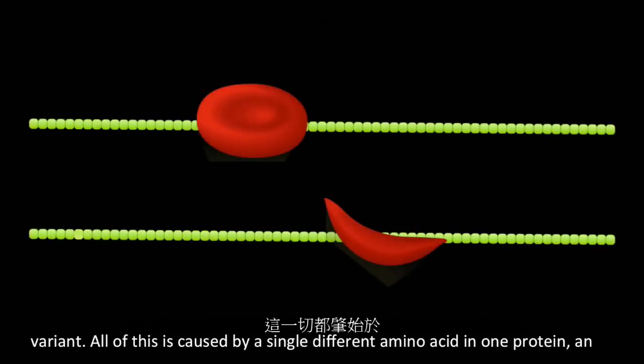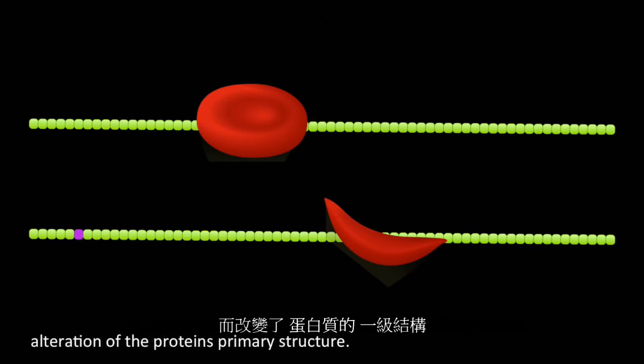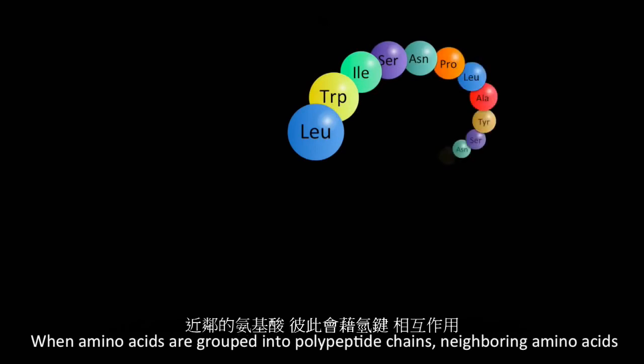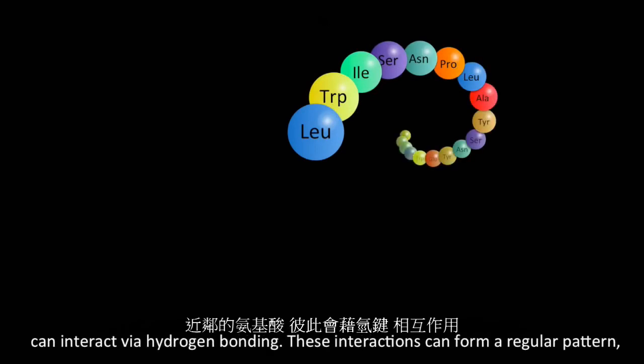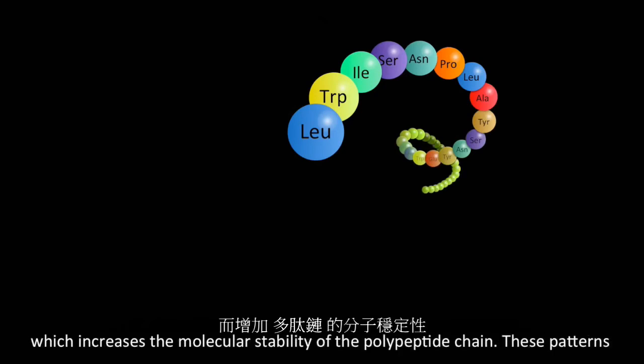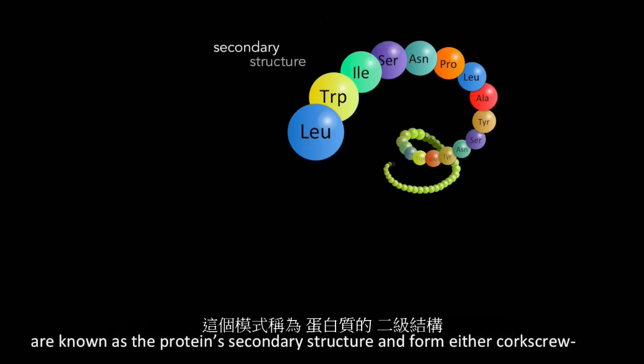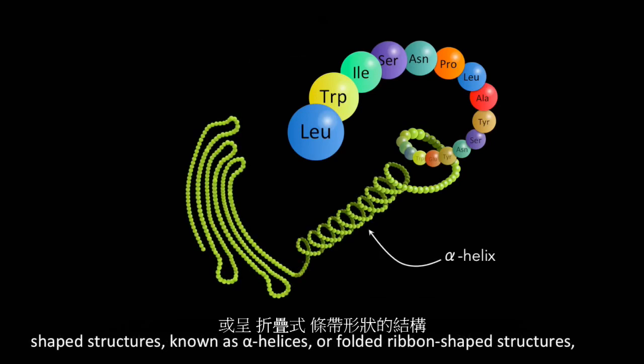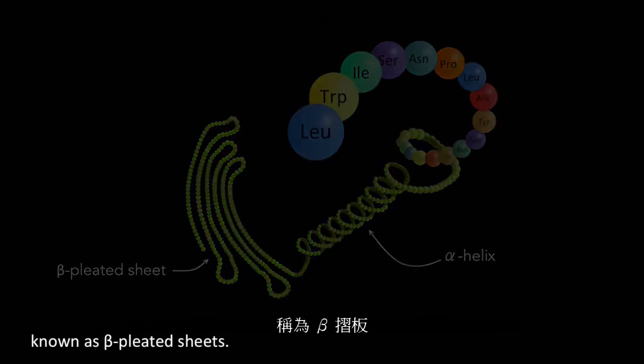All of this is caused by a single, different amino acid in one protein, an alteration of the protein's primary structure. When amino acids are grouped into polypeptide chains, neighboring amino acids can interact via hydrogen bonding. These interactions can form a regular pattern which increases the molecular stability of the polypeptide chain. These patterns are known as the protein's secondary structure and form either corkscrew-shaped structures known as alpha helices or folded ribbon-shaped structures known as beta-pleated sheets.